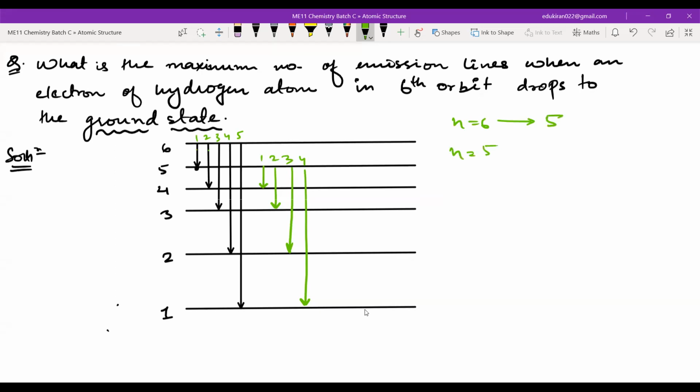N is equal to 5, I can have 4 lines. N is equal to 4, I can have 3 lines. N is equal to 3, I can have 2 lines. And N is equal to 2, I can have how many lines? 1 line. But obviously, if I am on the ground 0, I cannot produce any further lines. So this will be the total. Can you add this up? This should be equal to 15. Is this 15? Yes, sir, this is 15.